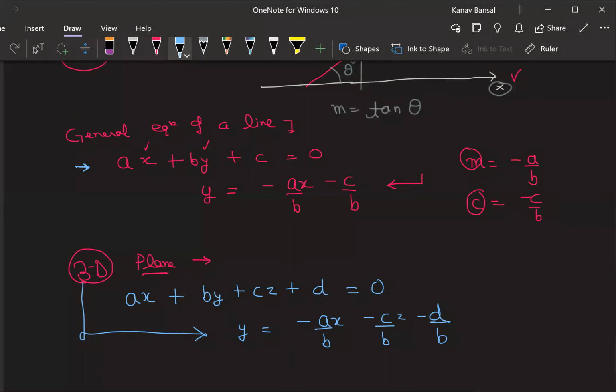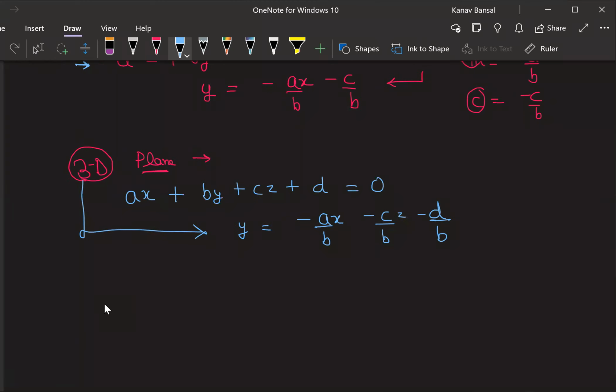Yes or no? All right. Now let's try to see one thing. What will happen in four dimensions? Can a line exist in four dimensions? If it exists in four dimensions, what do we call it? See, in three dimensions we call it a plane, right? In four dimensions, it is called a hyperplane. We can't visualize it.